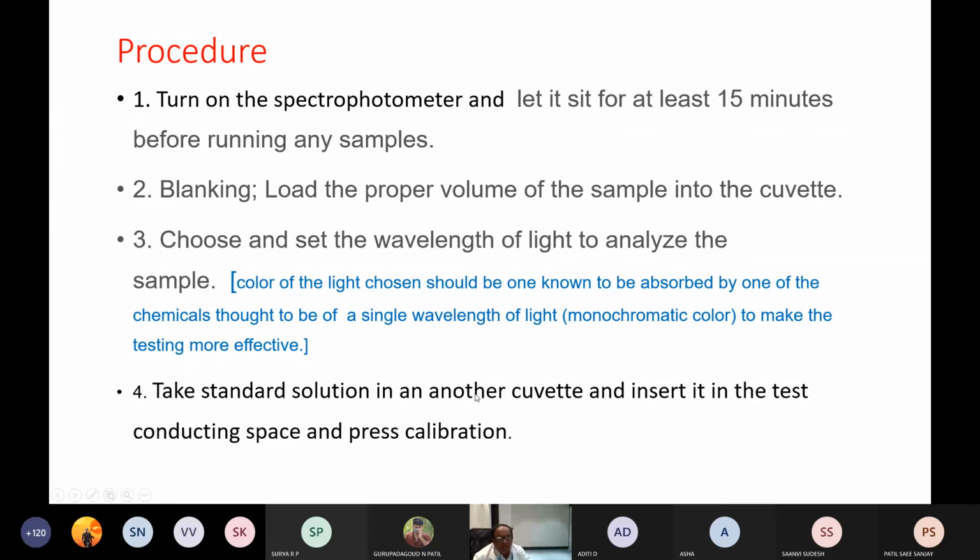Here, take the standard solution in another cuvette, insert it in the test conducting space and press calibration. Calibration means standardization. So run the blank, note the value, and then run the standard of the known value and note the absorbance. Noting this value of the standard is called standardization, or simply it can be called calibration.